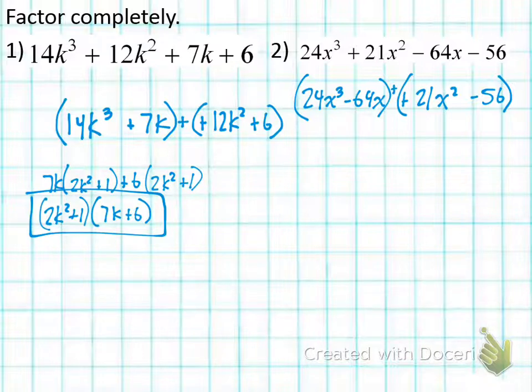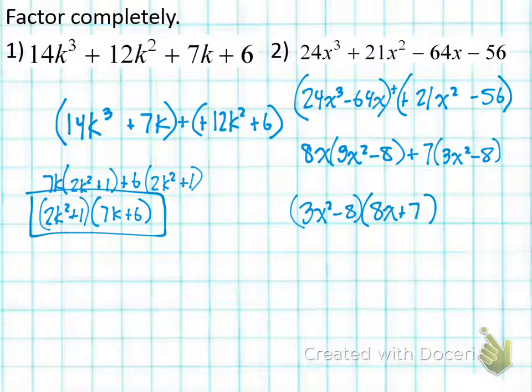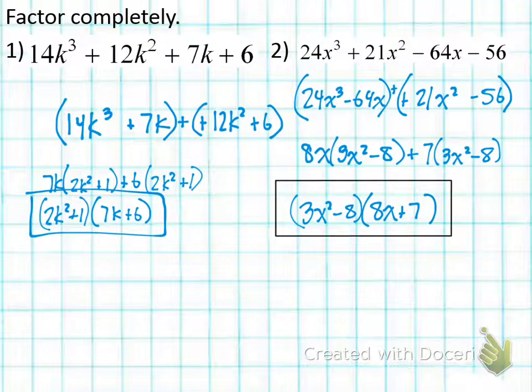First term, I'm going to factor out an 8x. So this could be 3x squared minus 8, okay? The second term, I'm going to factor out a positive 7. So we got 3x squared minus 8, okay? And that's it. Now at this point we're noticing there's a common factor of 3x squared minus 8. I'm going to factor that out. So we got 3x squared minus 8, factoring that out. And then you just take the coefficients of each, you go 8x plus 7. And then you're all done. It really isn't too hard. And then you're done. Okay?